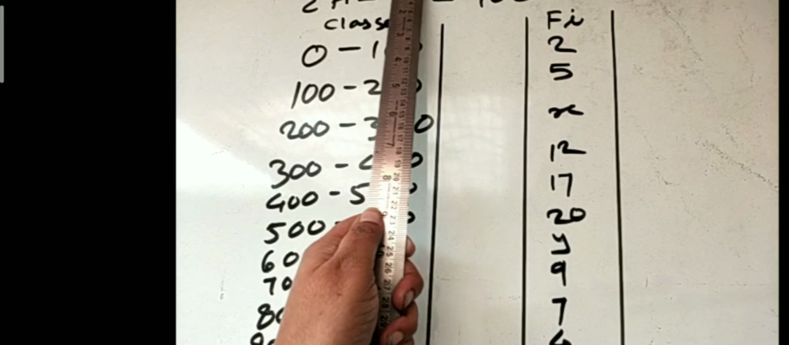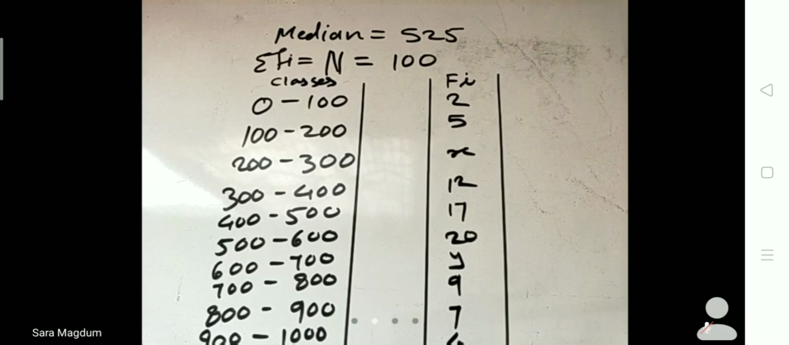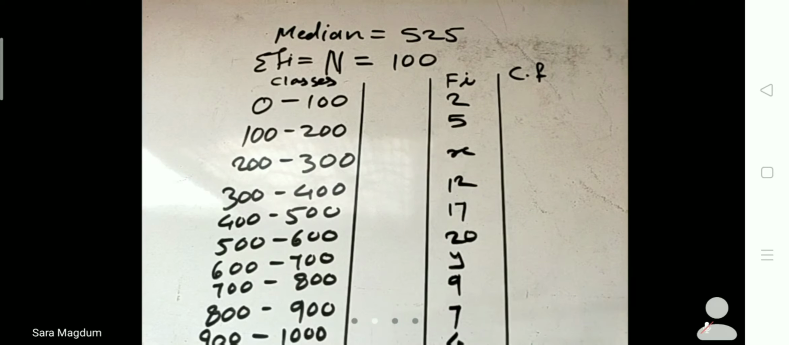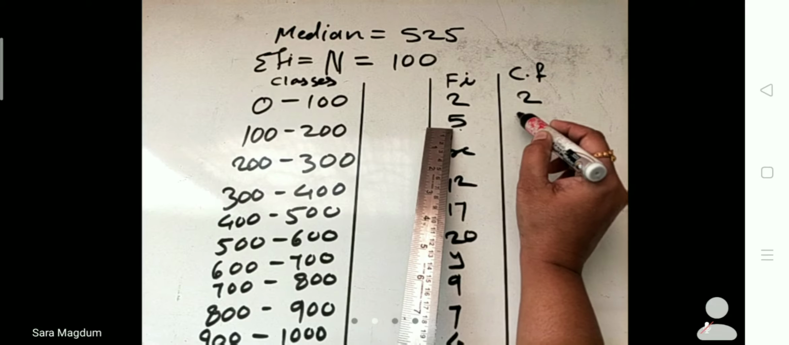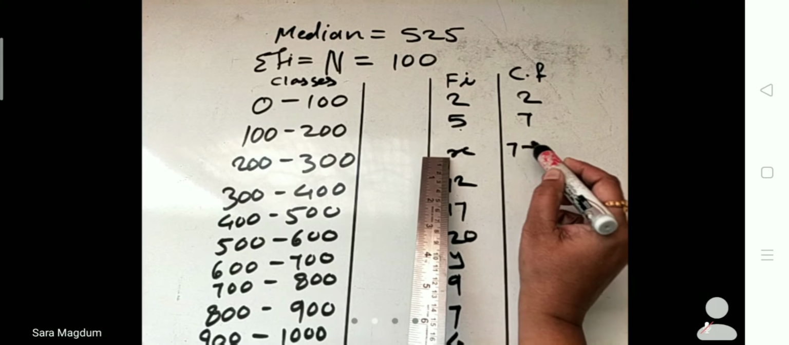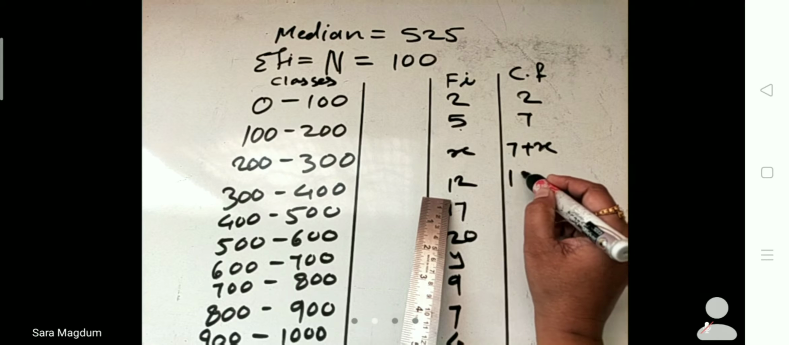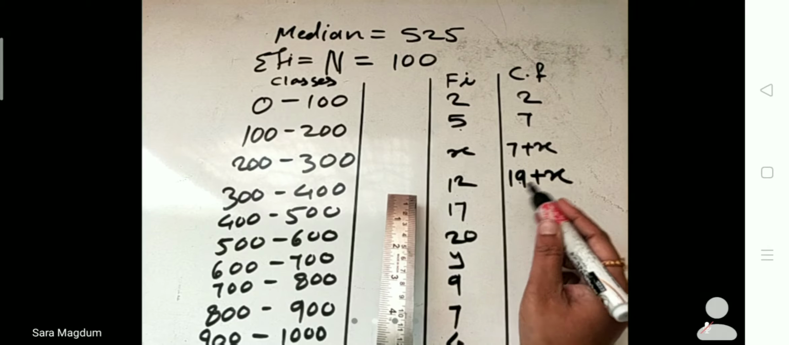Since the given thing is median, we have given here median's value. We will use the formula of median, and for median's formula we need to find cumulative frequency. So I will make one more column of cumulative frequency. We will write 2 as it is, 2 plus 5, 7, 7 plus x, 7 plus 12 plus x, 19 plus x, 19 plus x plus 17.